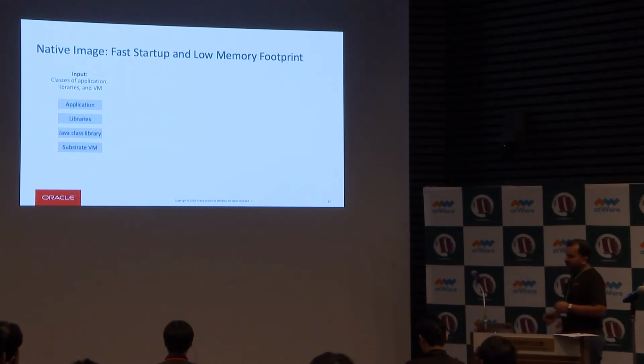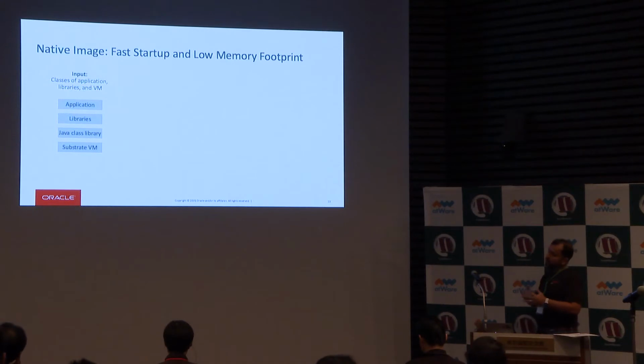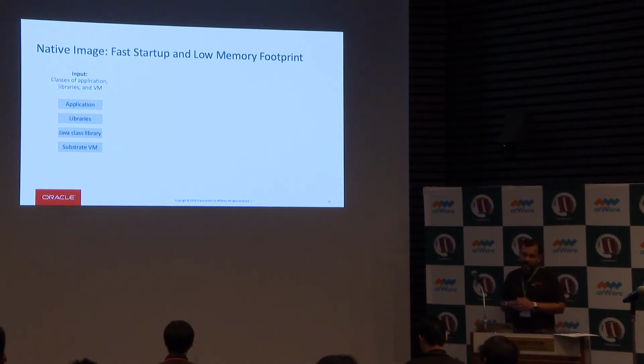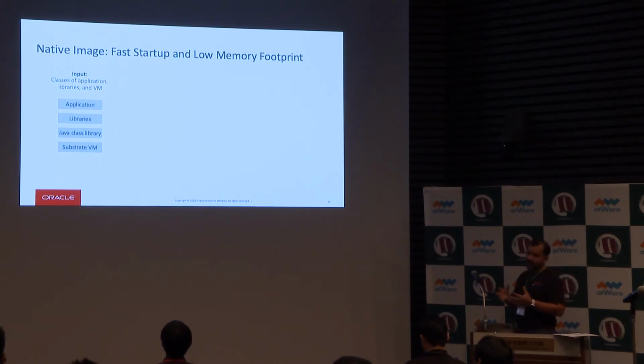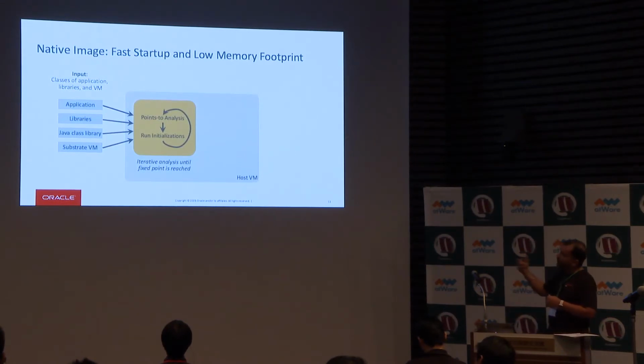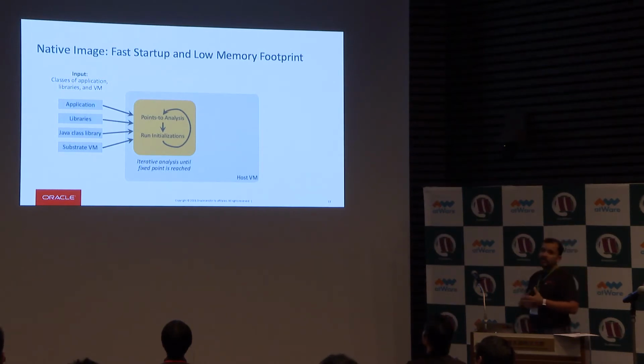So, as we are looking at the input for the native image generation, we're looking at different artifacts, classes, and so forth. Substrate VM is packaged together with the GraalVM suite. So it's basically native compiled with Java, written in Java. What it does is go through the points-to analysis. It's an iterative sort of function, and then you can do things like pre-initialization and so forth as well, right?